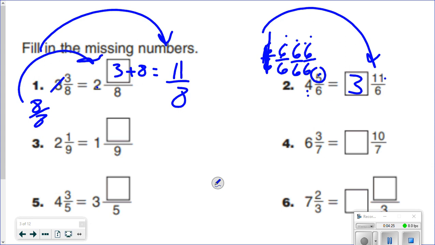Let's take a look here. They took one of these 2s away. They made it a 1. But each one of those 2s is worth 9 over 9 in this problem.